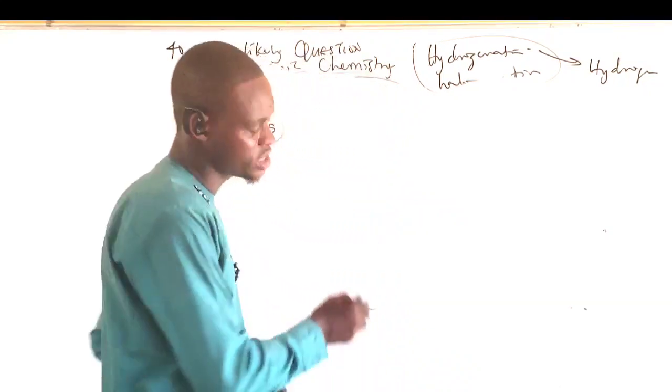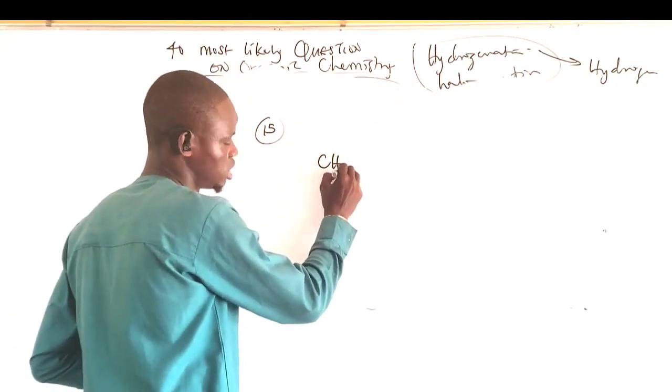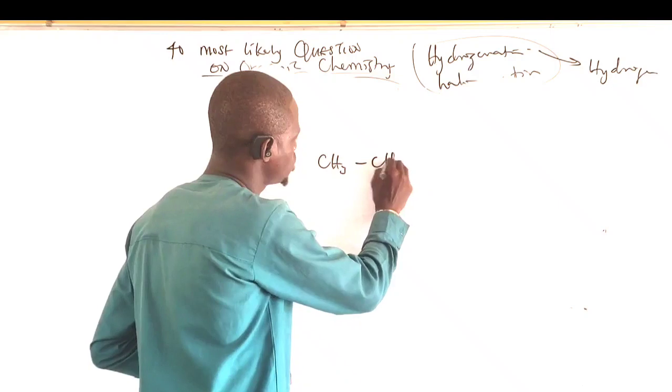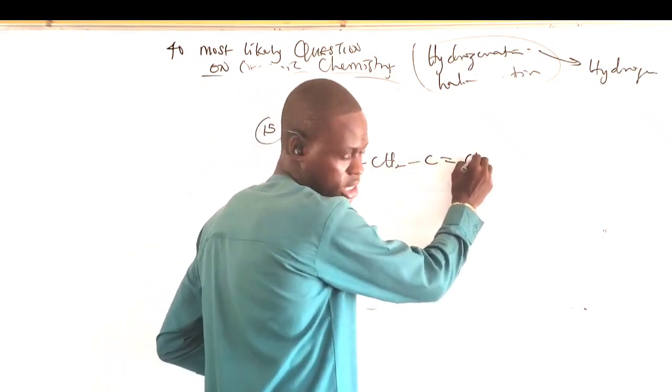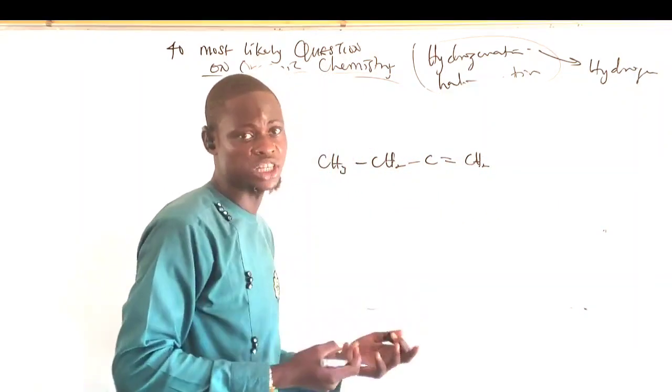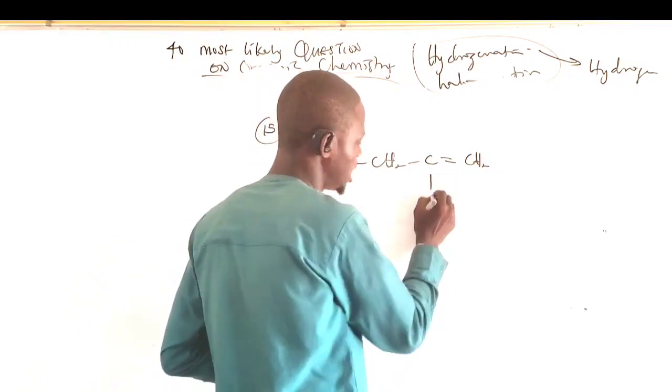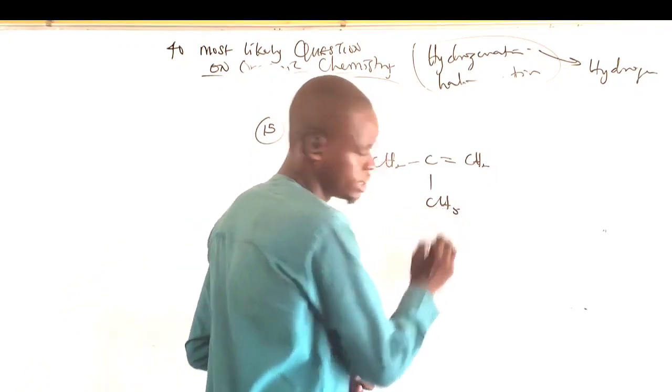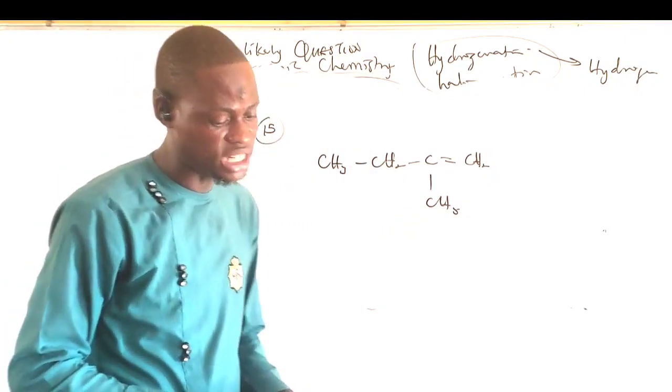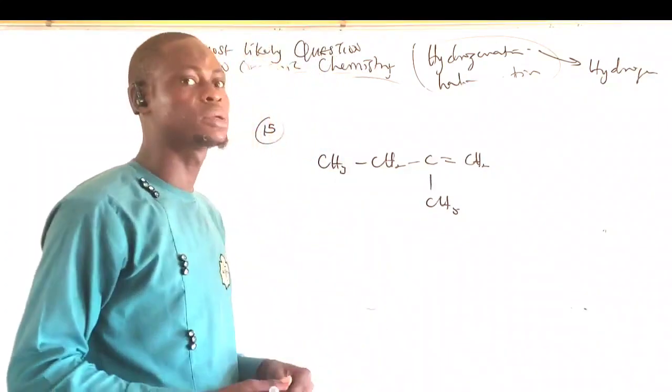Now, they give us something of this kind: CH3, CH2, C double bond CH2, CH3. Sorry, I'm trying to make it faster to reduce the timing. Now, they say we should name this. What is the IUPAC name of the following compound?